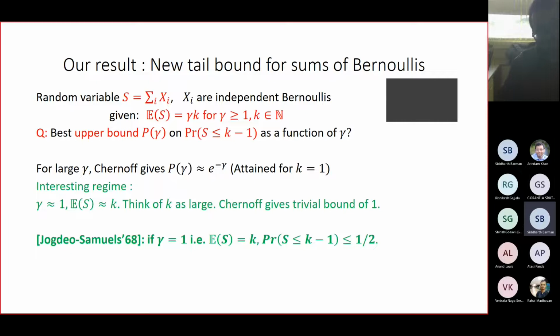However, Jogdeo and Samuels showed that if gamma is exactly 1, so the expectation of S is exactly k, then the probability that S is at most k minus 1 is in fact at most a half. So indeed half is tight as k tends to infinity. If gamma is 1, then the right answer is actually a half, and that kind of improves Chernoff. Chernoff will give you just 1 here if gamma is 1 for large k, but the right answer is really a half.